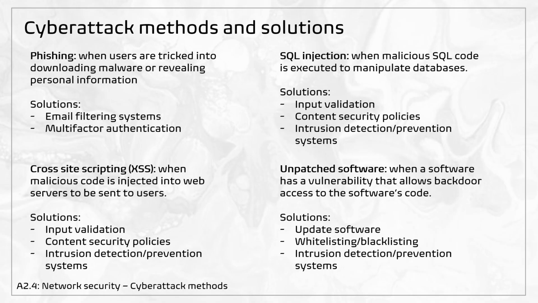Unpatched software is any software that has a vulnerability. Many big hacks online are at least partially caused by this, as it allows stuff like SQL injection or cross-site scripting to happen. Regularly updating software is key to patching vulnerabilities, while whitelists, blacklists, and intrusion detection and prevention software can prevent the access entirely until the vulnerability is fixed.